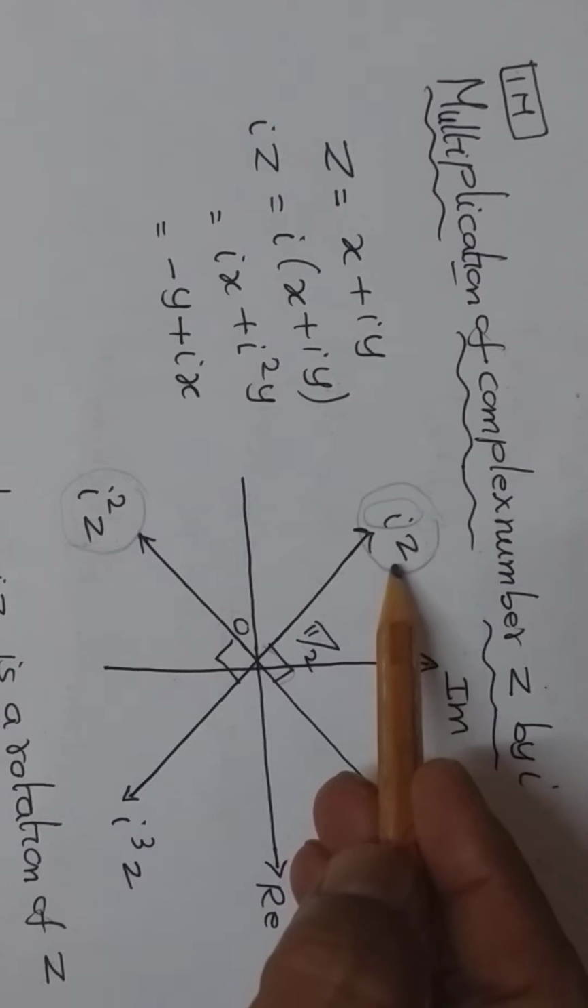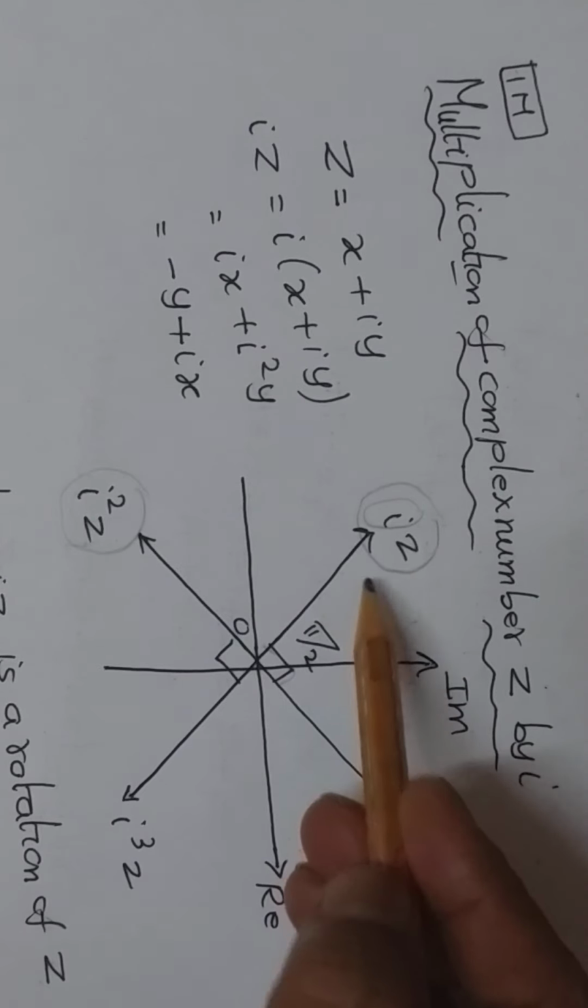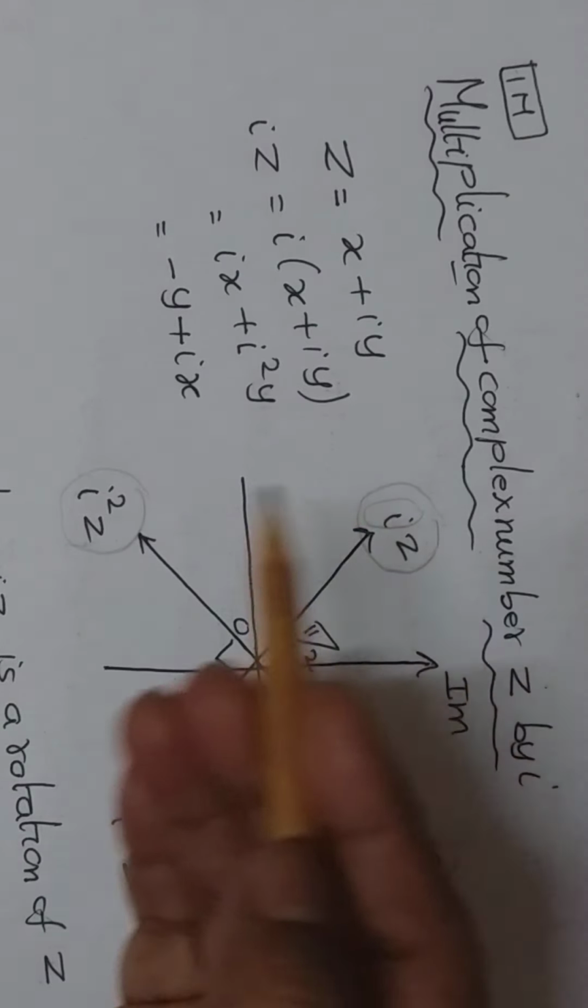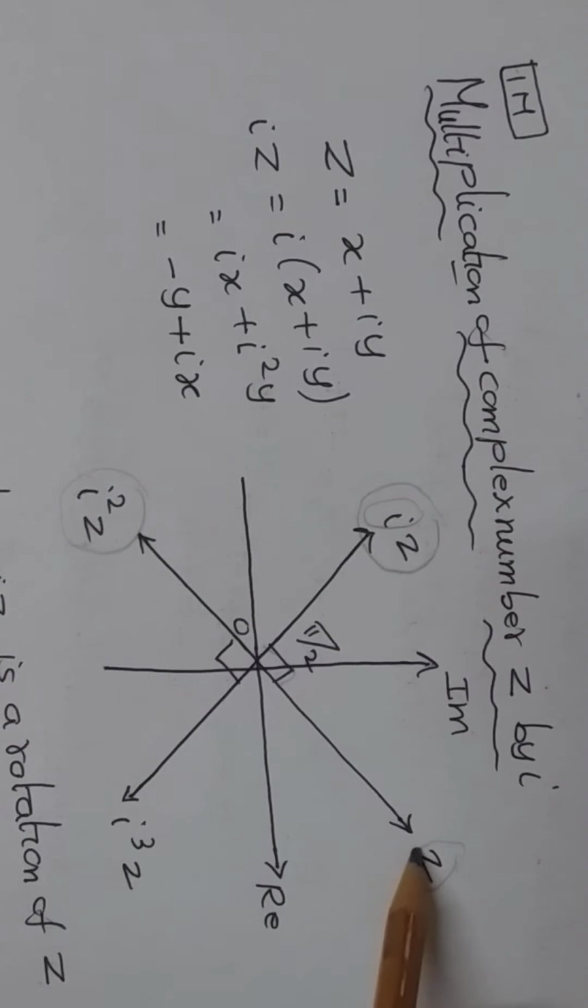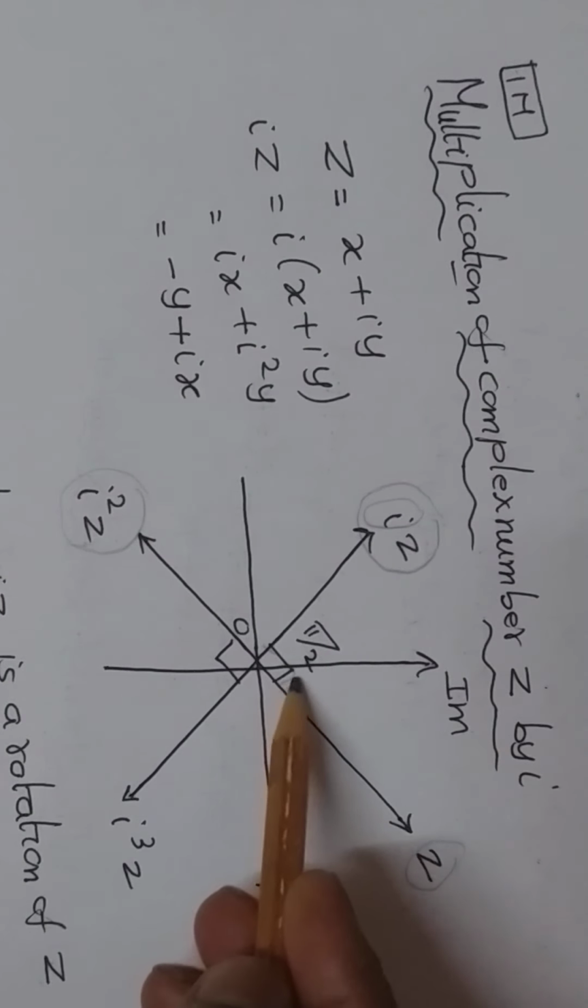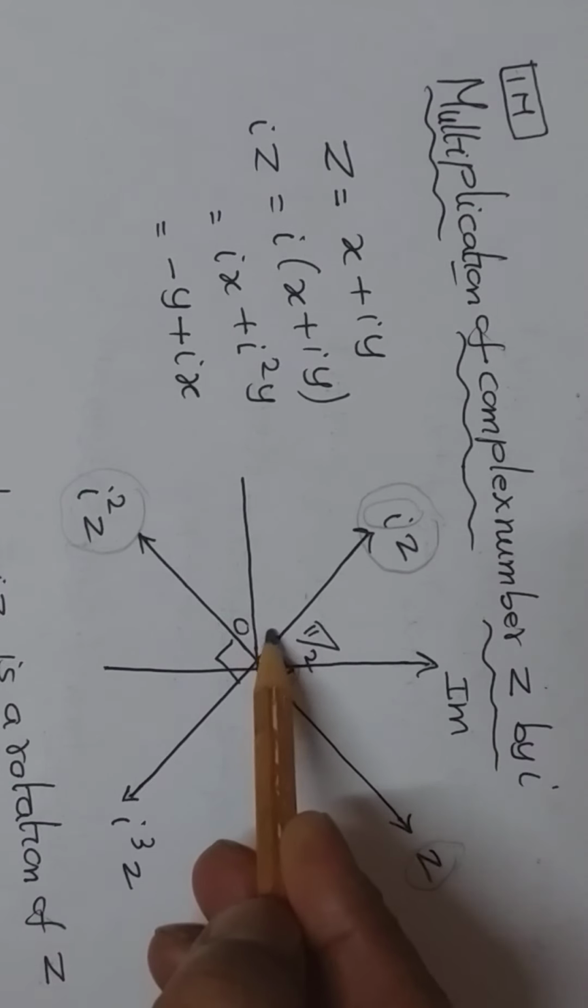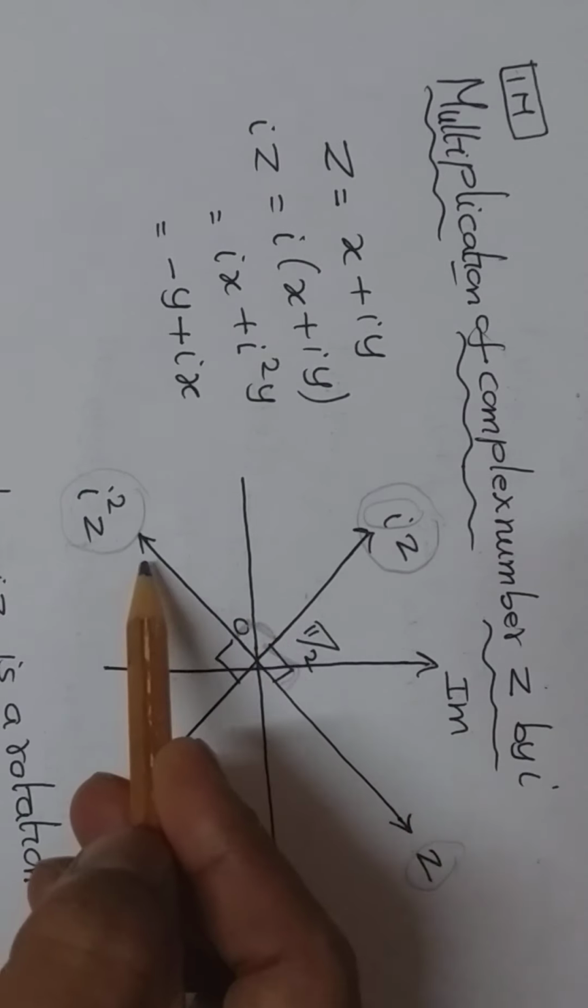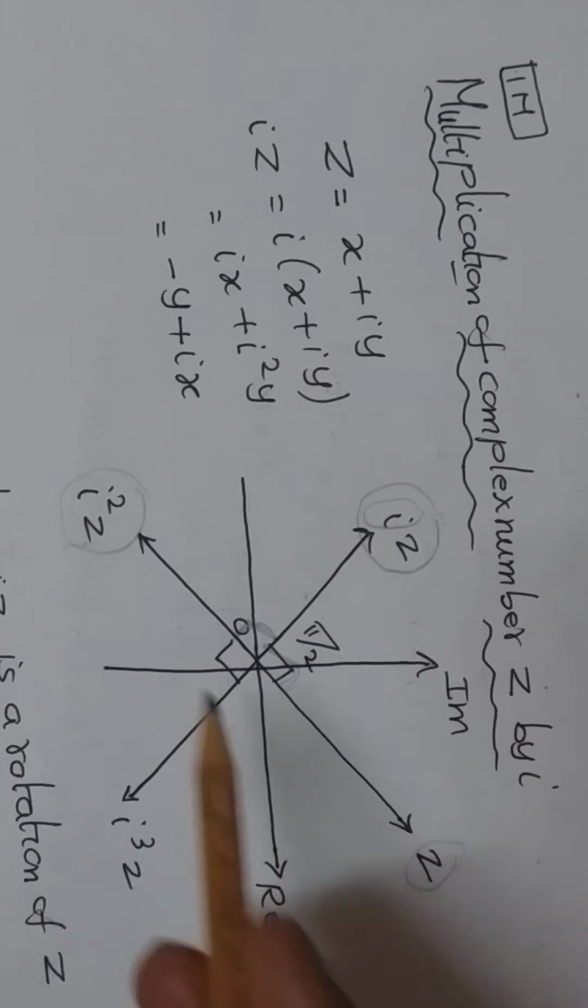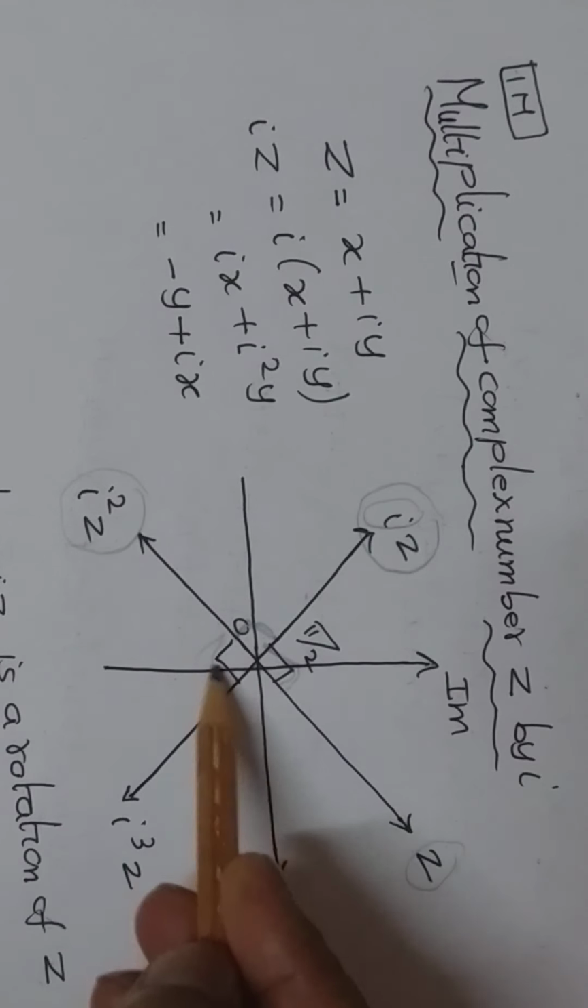So if I multiply iz, it will rotate 90 degrees in the counterclockwise direction. First z became iz by the rotation of 90 degrees counterclockwise. Again from here, if it is rotated by another 90 degrees, it will come to the third quadrant. If you multiply again with i, it will rotate another 90 degrees.